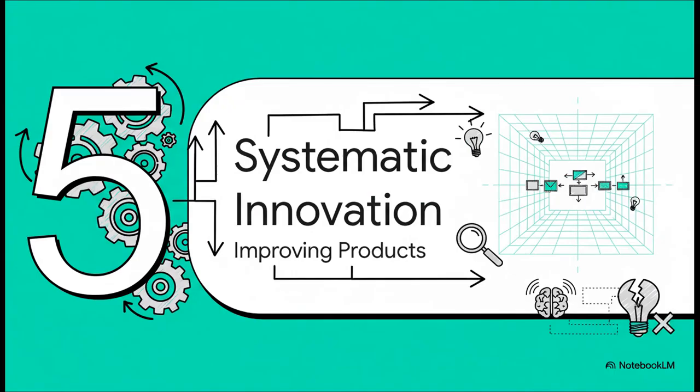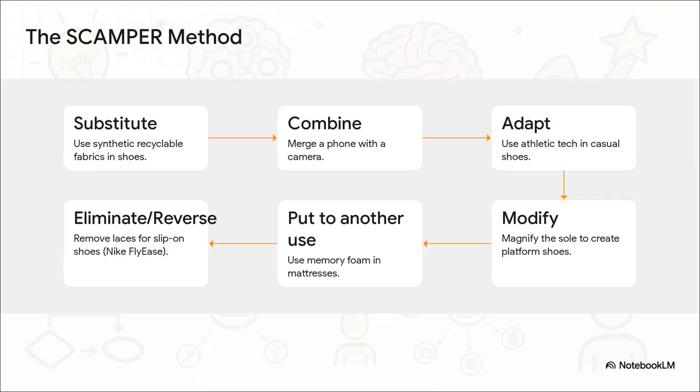All right, now that we know how to find the right problem to solve, let's look at a few frameworks for systematically making your existing products and services even better. This is all about being deliberate with innovation, instead of just sitting around waiting for a random stroke of genius to hit. Scamper is basically an innovation checklist. It's an acronym that gives you 7 different creative prompts to apply to your product.